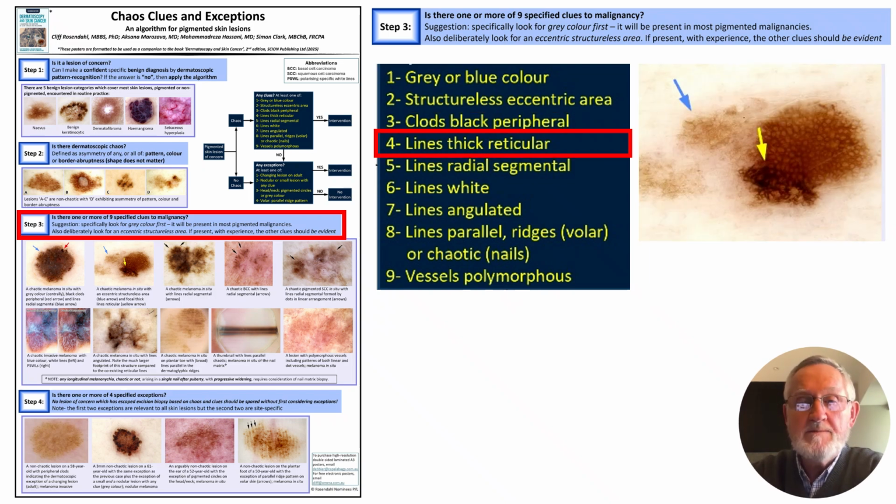Clue number 4, lines thick reticular. In benign lesions with the network, the reticular lines are thinner than the holes that they surround, as you see on the right-hand side of this lesion. However, where the yellow arrow is pointing, the lines are focally thicker than the holes that they surround, which points to malignancy, particularly to melanoma.